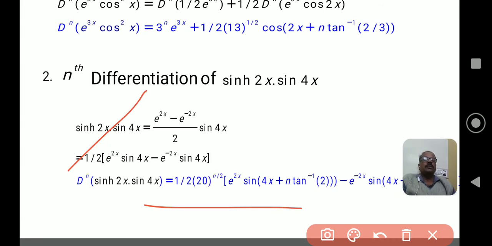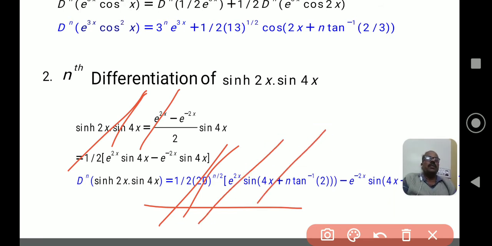E power 2x means a is 2 and b is equal to 4. We can get finally 2 square is 4, 4 square is 16, means 20 to the power of n by 2. I wrote e power ax into sin of bx plus n into tan inverse of b by a. B is nothing but 4, a is nothing but 2, 4 by 2 is nothing but 2.